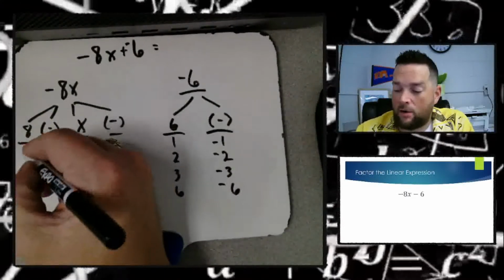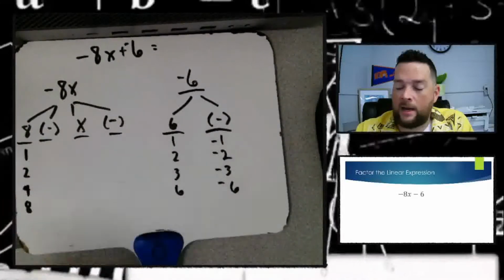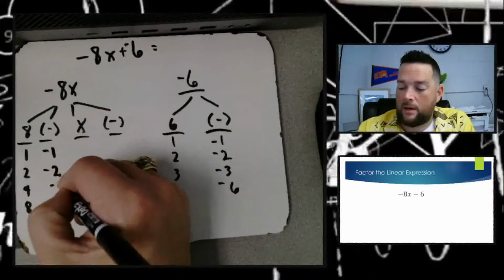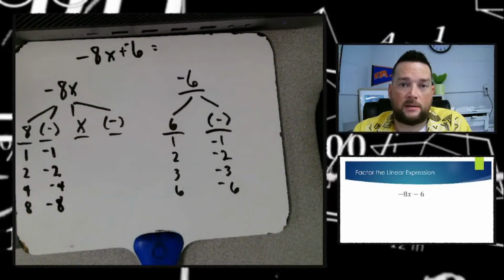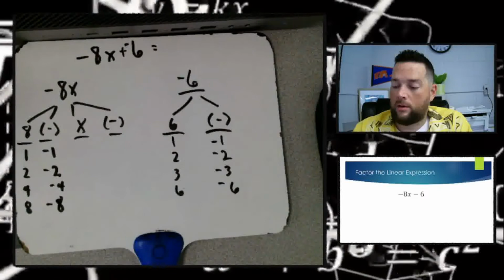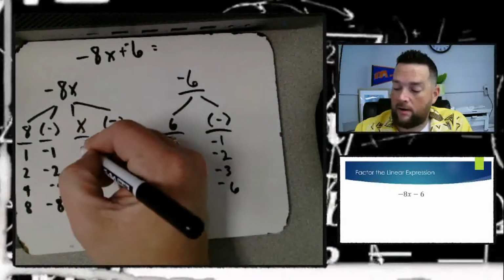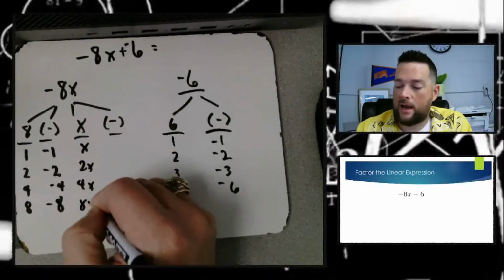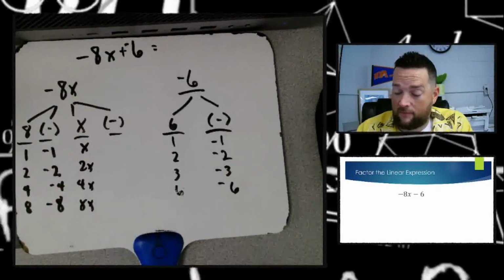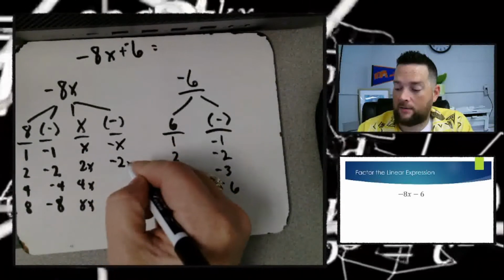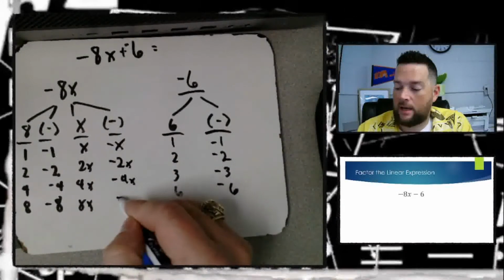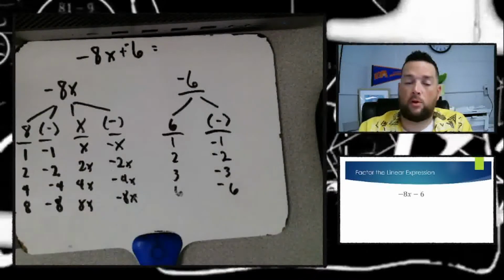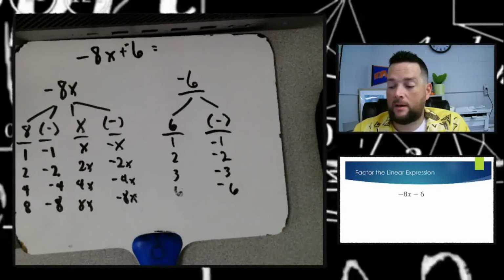So factors of 8 are 1, 2, 4, and 8. Then we're going to include all the negatives with it: negative 1, negative 2, negative 4, and negative 8. Then we're going to include all the x's. So we have 1x, 2x, 4x, and 8x. And then we're going to include all the negative forms of that: negative x, negative 2x, negative 4x, and negative 8x. And the reason why is all these numbers are numbers that you can use to multiply to get the negative 8x. That's how we do it.